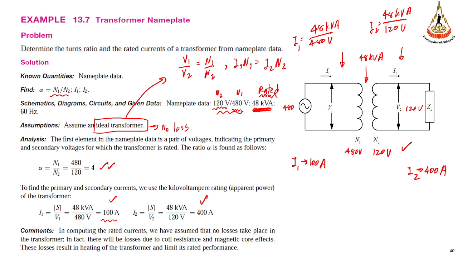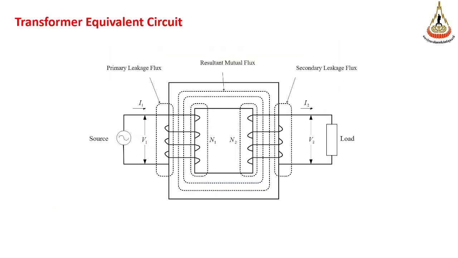Okay, this is the ideal transformer, but in practice, the transformer will have many losses. For example, the flux crossing between primary and secondary is not complete, some of it leaks. We call it leakage flux. Here is the leakage flux.